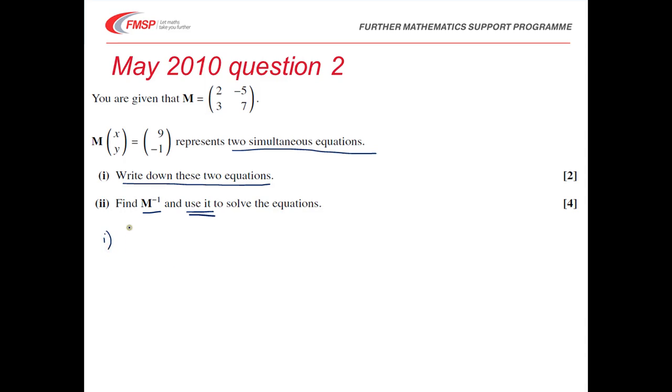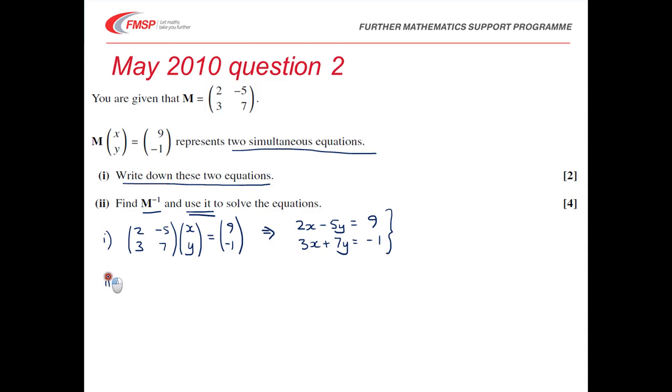So for part 1, I start with my matrix equation, M, which is (2, 3; -5, 7) multiplied by (x, y) is equal to (9, -1), and multiply that out to get my two simultaneous equations: 2x minus 5y equals 9, and 3x plus 7y is equal to minus 1.